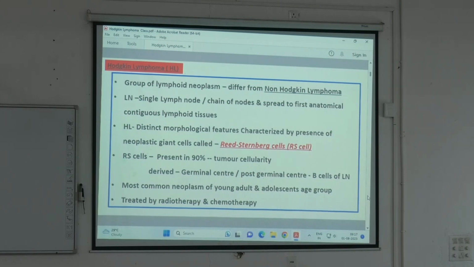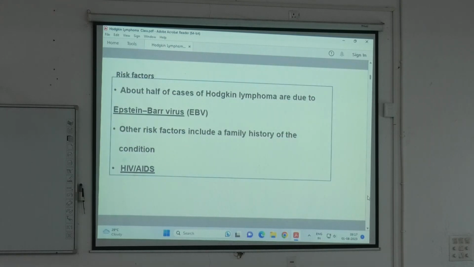So Hodgkin lymphoma differs slightly from non-Hodgkin lymphoma from the prognostic point of view and the special histological characteristics. The risk factor for this disease is usually the presence of EBV, or Epstein-Barr virus. Patients infected, whether a recent infection or latent infection, are prone to develop Hodgkin lymphoma. Also those with a family history of the disease, and HIV or AIDS patients, are prone to develop Hodgkin lymphoma.